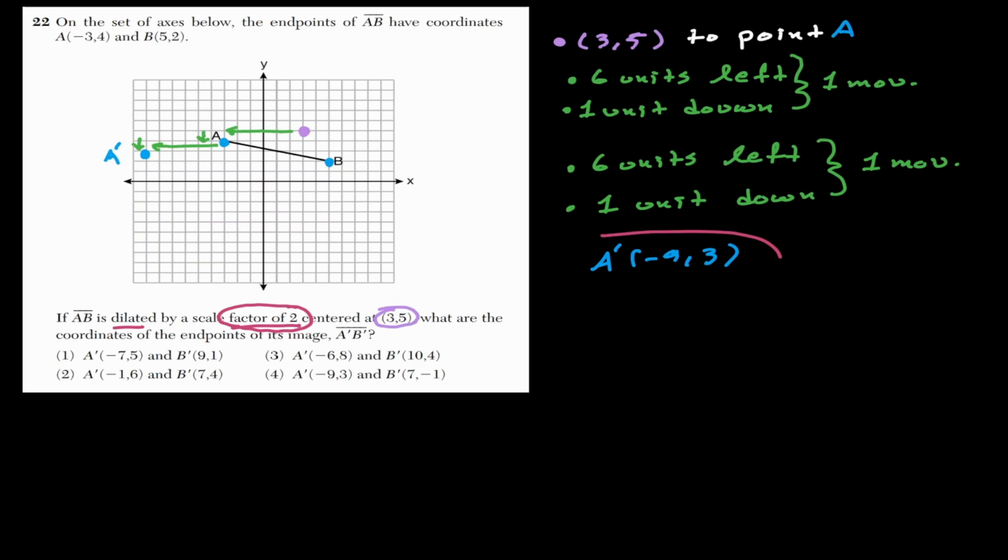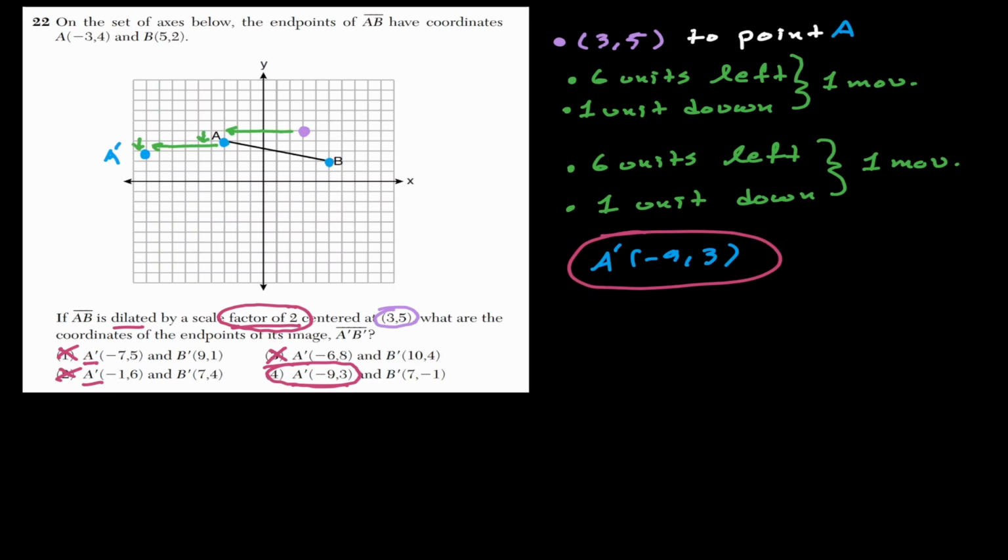Just by knowing this point A prime, we can start eliminating some of the options. Here A prime is claimed to be (-7, 5), that's not what we got. A prime (-1, 6), that's not what we got. A prime (-6, 8), that's not what we got. But notice that in option number 4, A prime is (-9, 3), which is exactly what we got. So we can claim the correct option is 4.